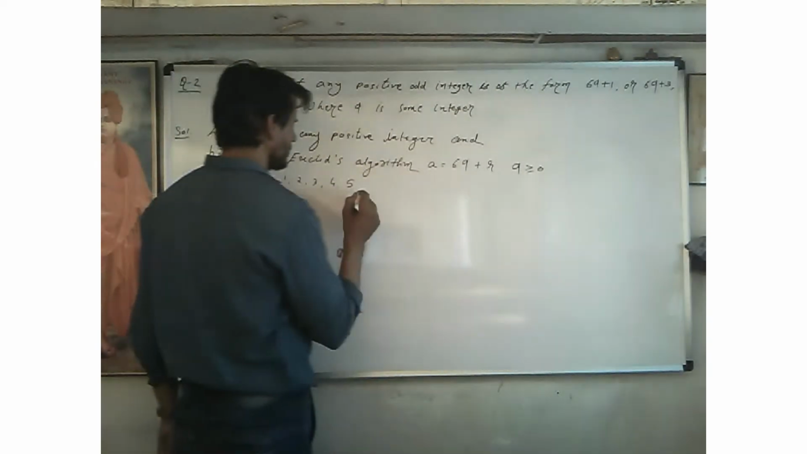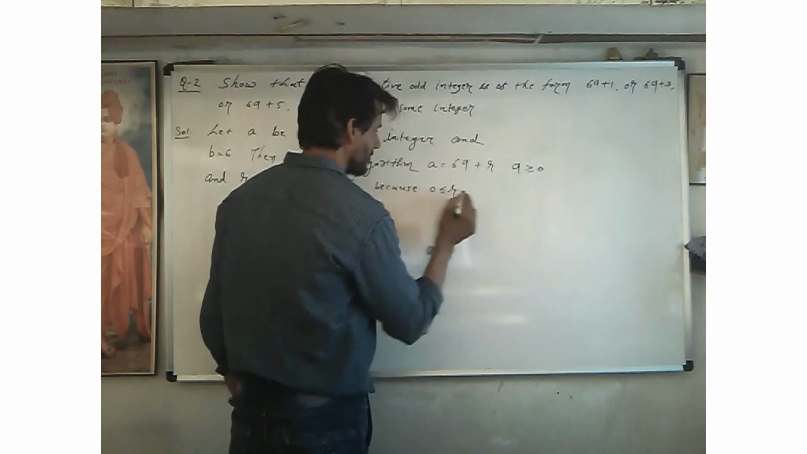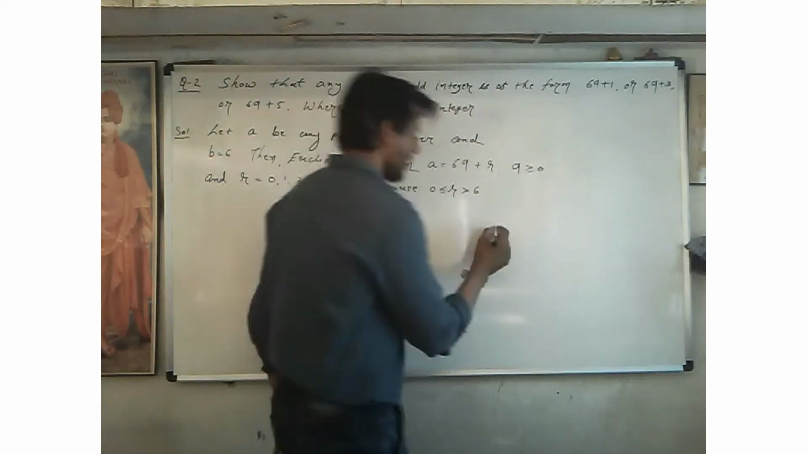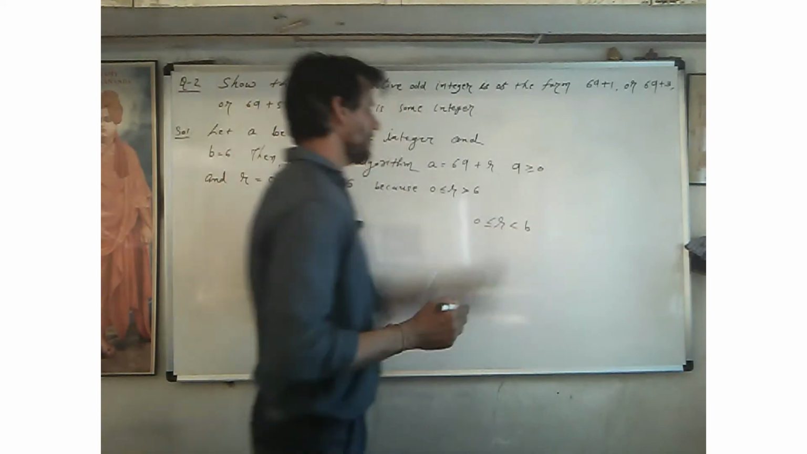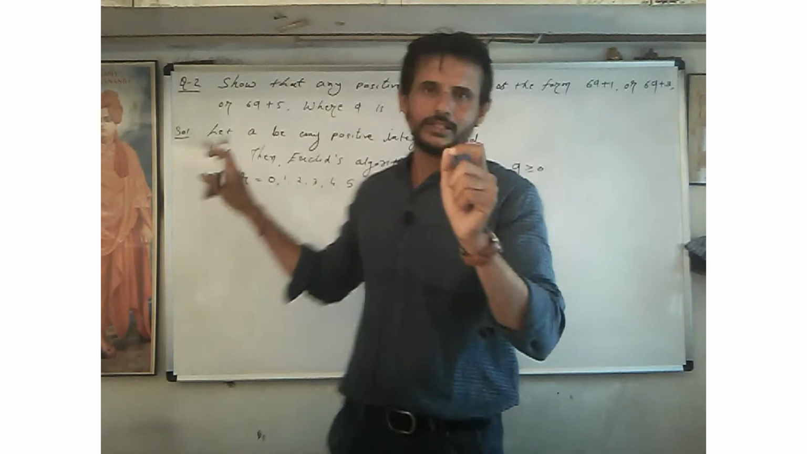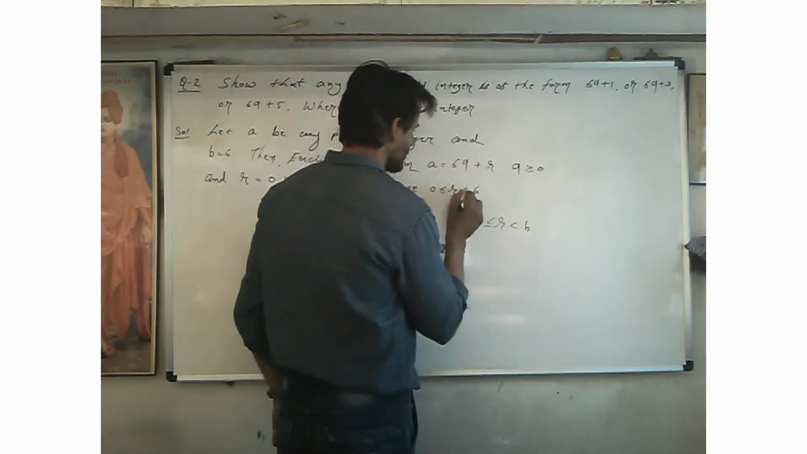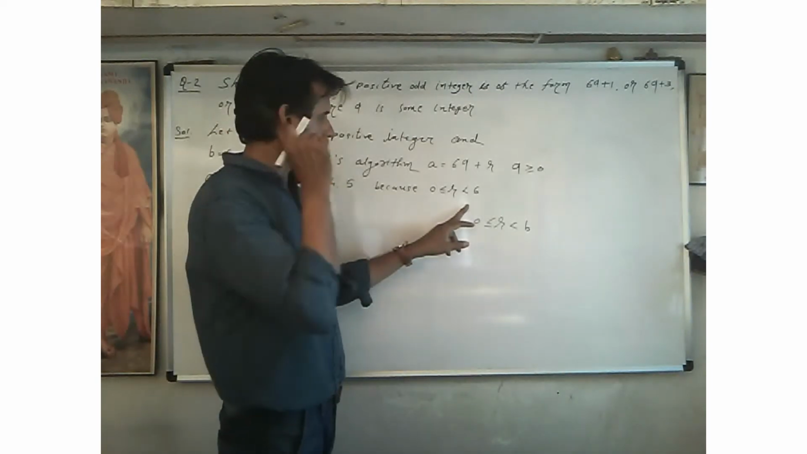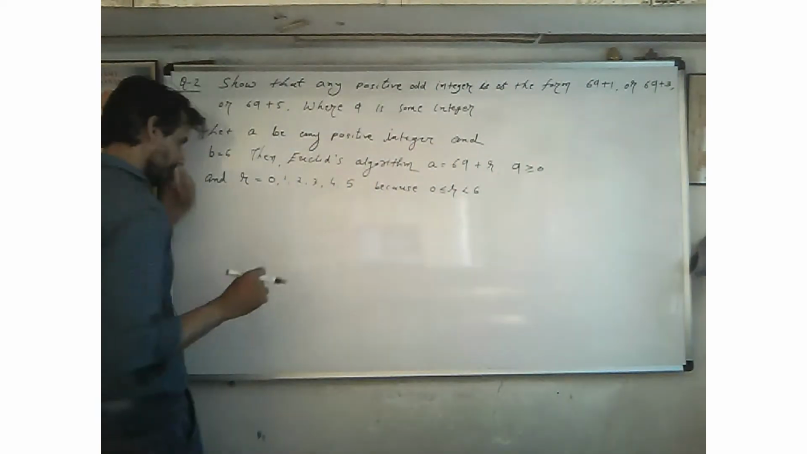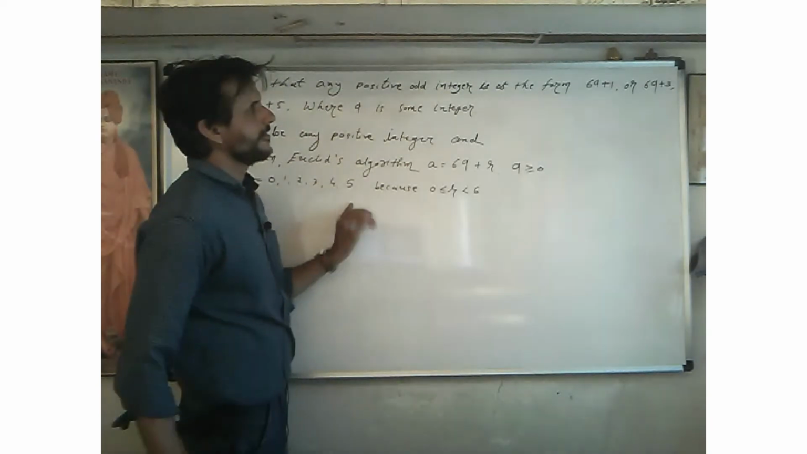Why? Because r is equal to or greater than 0 and less than 6. Recall, r is equal to or greater than 0 and less than b, and b is equal to 6. So r will be less than 6. Okay, no mistake. And now putting r equal to 0 to 5, we will get the value of a.